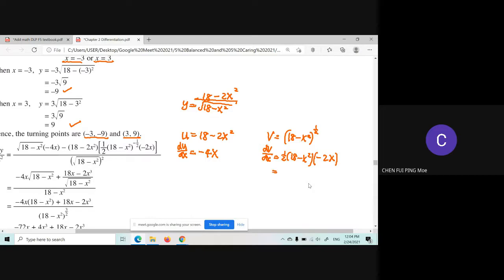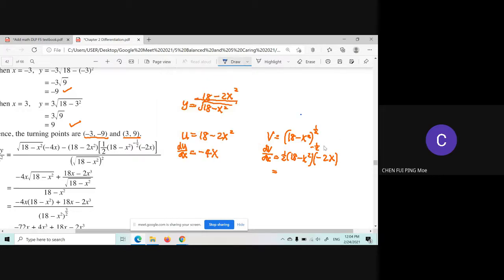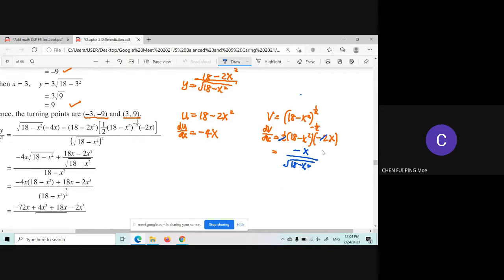Then simplify, 2 and 2 can cancel out, right? So remaining, oh, I forget the power need to minus 1. So you have minus 1 over 2 here. If I miss out anything or make mistake here, please let me know. So I continue, 2 and 2 cancel out, so remaining minus x, like just now lah. So square root, this one is 18 minus x squared power 1 over 2, which is square root.